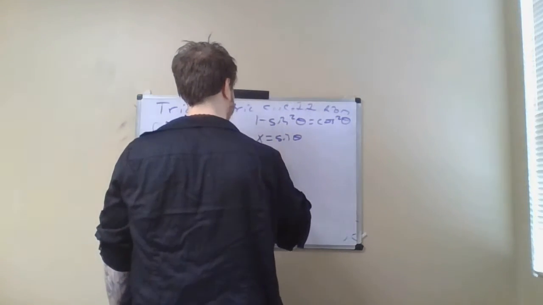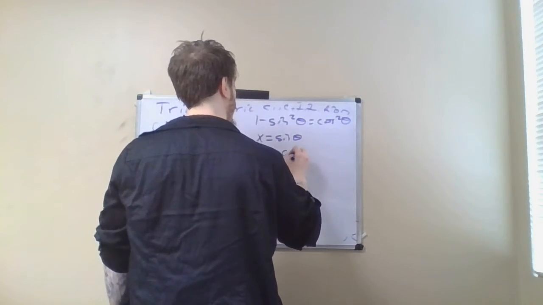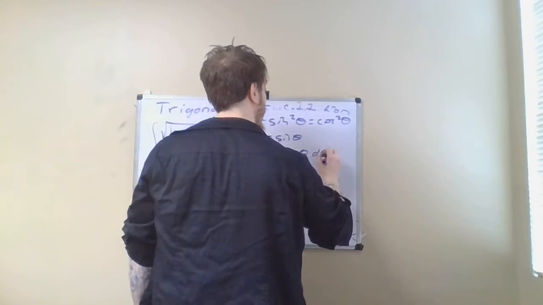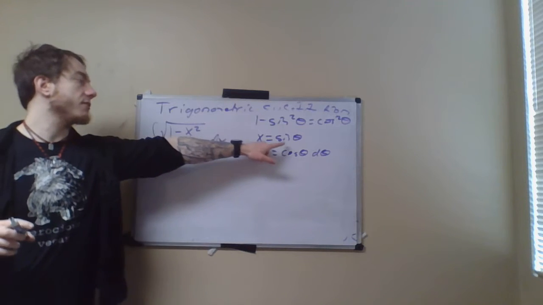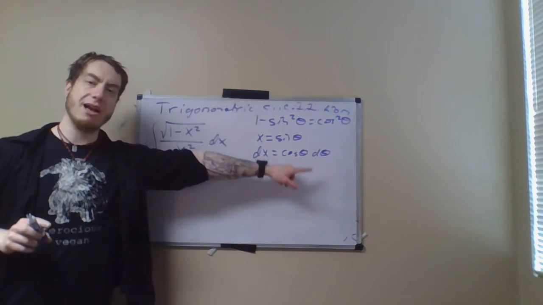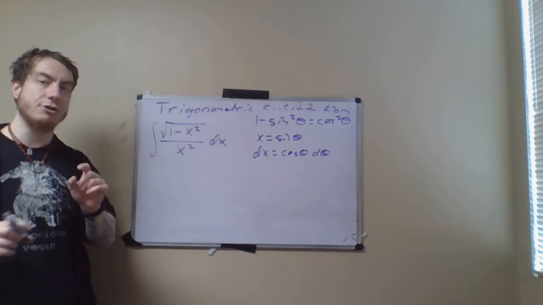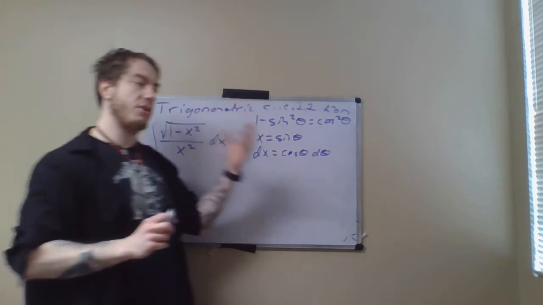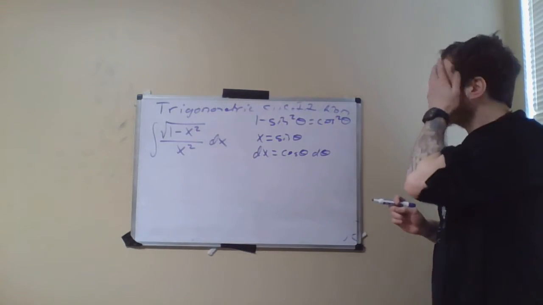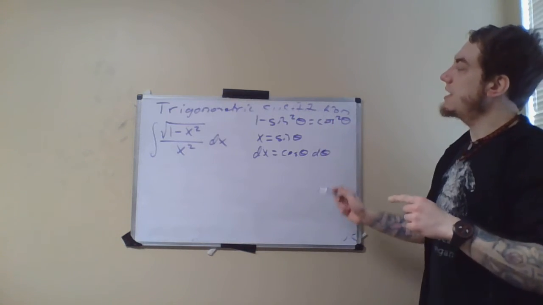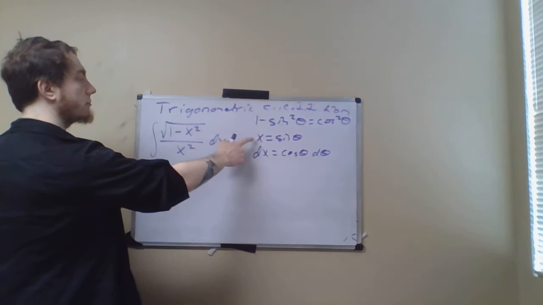Then dx is going to actually be equal to cosine theta d theta. So I take the derivative of this with respect to theta and I multiply it by d theta. Remember, that's how differentials work. You take the derivative and you tack on d whatever variable.